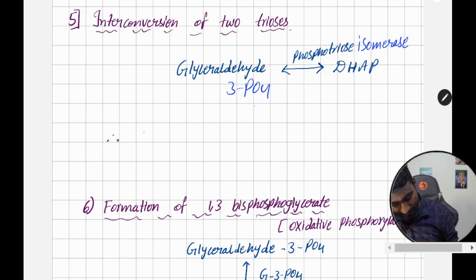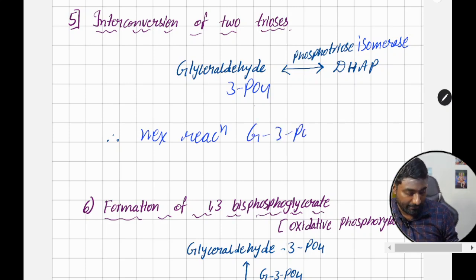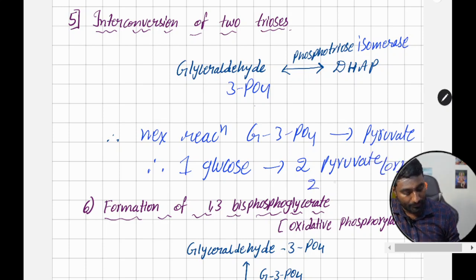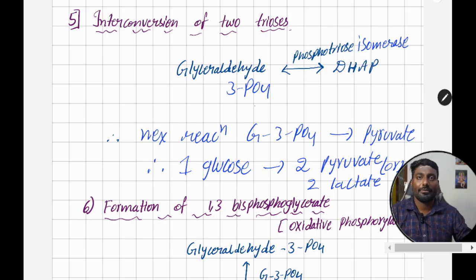Okay. From the subsequent reactions, glyceraldehyde 3 phosphate is getting converted into pyruvate, or lactate if it is anaerobic. So therefore, one glucose will be getting converted into 2 pyruvate or 2 lactate. Okay, understood till now? Got it.